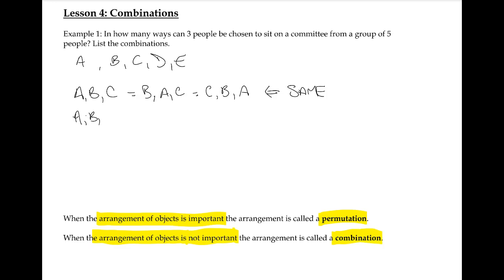Okay, so A, B, C, A, B, D, A, B, E are all the combinations with A and B. We could go A, C, D, A, C, E, and then A, D, E. And those are all the combinations we could have for A. Now A is done. We could go B, C, D, B, C, E, or B, D, E, but nothing else, because any other combination would have to include A, and we've already exhausted A.